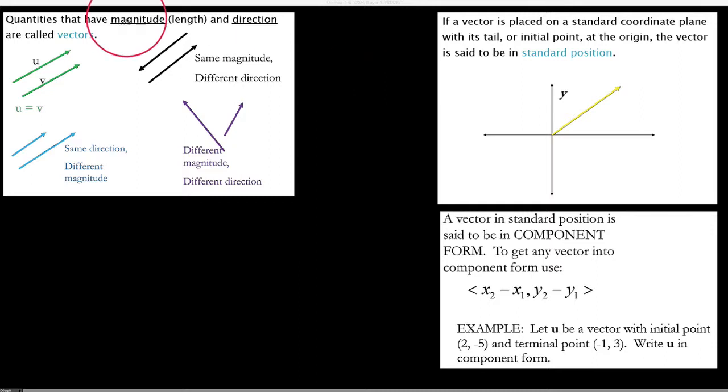Okay, so starting off, we're going to go ahead and introduce what a vector is. We say any quantity that has both a magnitude and a direction. We're going to call this magnitude represented by length. But basically, anything that is a vector has a magnitude and a direction, or a length and a direction.